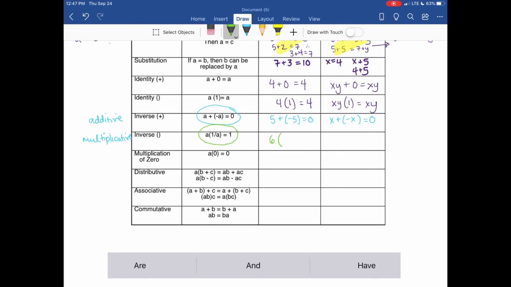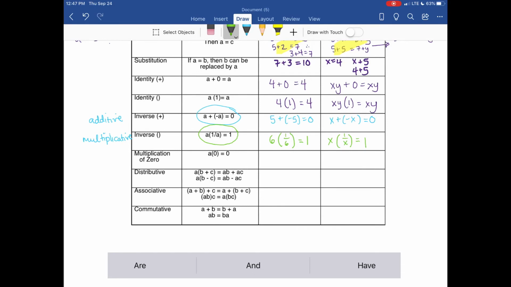So that would be 6. What do I multiply to 6 to get 1? 1/6. That is the multiplicative inverse in action. And here, what do I multiply to x to get a result of 1? Its reciprocal, which is 1 over x.